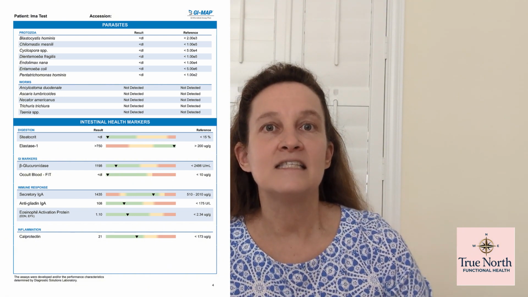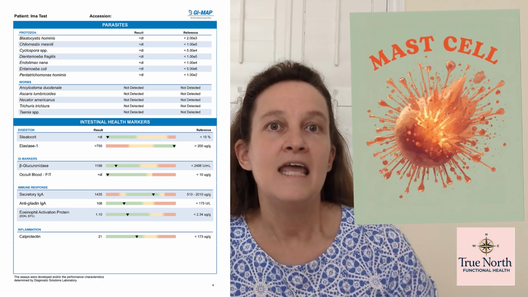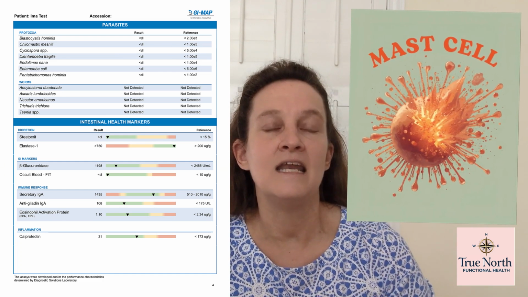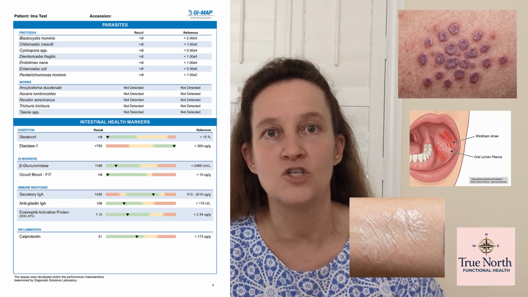Then we look at the intestinal health markers in the gut. We can see secretory IgA. This is your immune system within the gut. If the immune system is constantly reacting to something, mast cells stay activated, histamine signaling can increase, and inflammation doesn't stay confined to the digestive tract. It shows up in your skin and mucosal tissues.